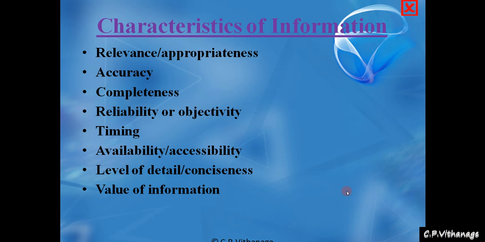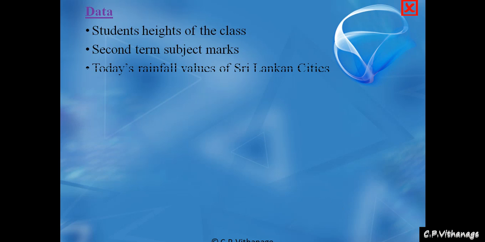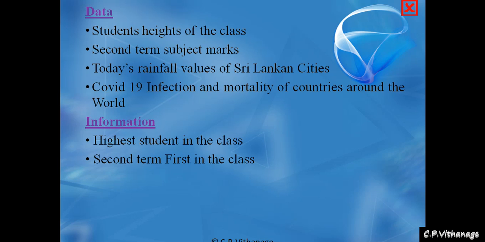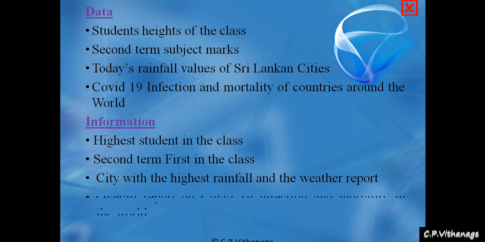So I think you now have a clear idea about data and information. So we'll just go for some examples. The data: students' heights of the class, second term subject marks, today's rainfall values of Sri Lankan cities, COVID-19 infections and mortality of countries around the world. Those are what I have taken as data.